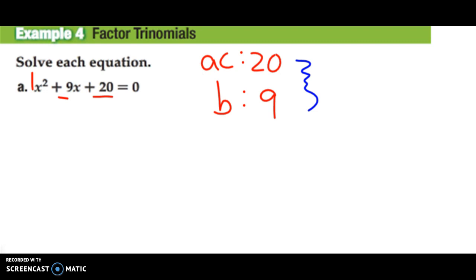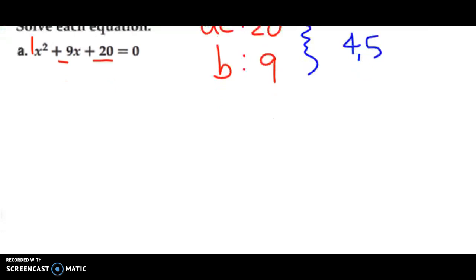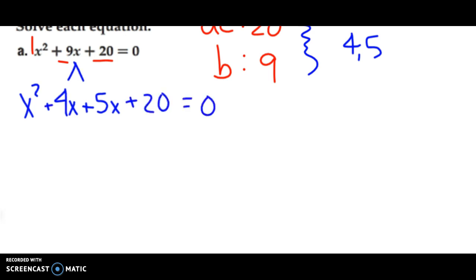So I can think of all the factors of 20. 1 and 20, that doesn't work. 2 and 10 doesn't work. 4 and 5 does though. So my factors are 4 and 5. So what I'm going to do is break 9x up into 4x plus 5x. And so then my x squared is right here, and my 20 is right here as well.